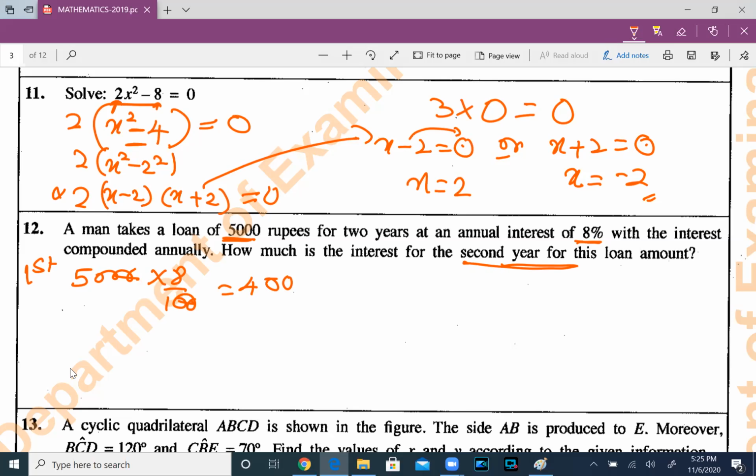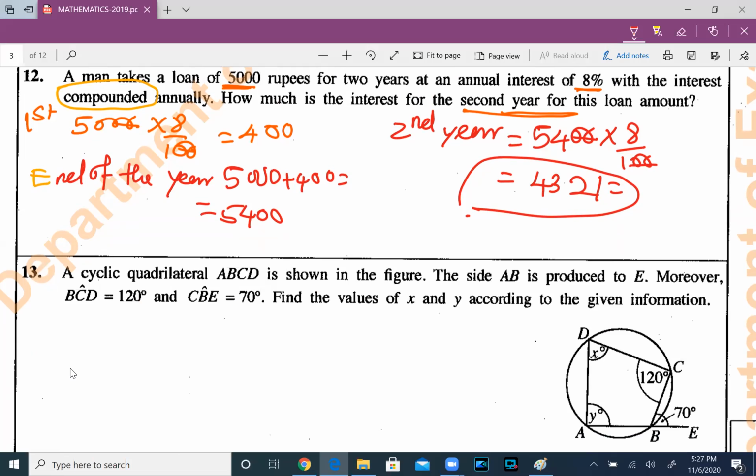So the 13th one is about a cyclic quadrilateral. ABCD is shown in the figure. I already explained to you about the cyclic quadrilateral: opposite angles will be equal to 180. The side AB is produced to E, and moreover BCD is 120 degrees. And CBE is also given as 70 degrees. Find the value of x and y according to the given information.